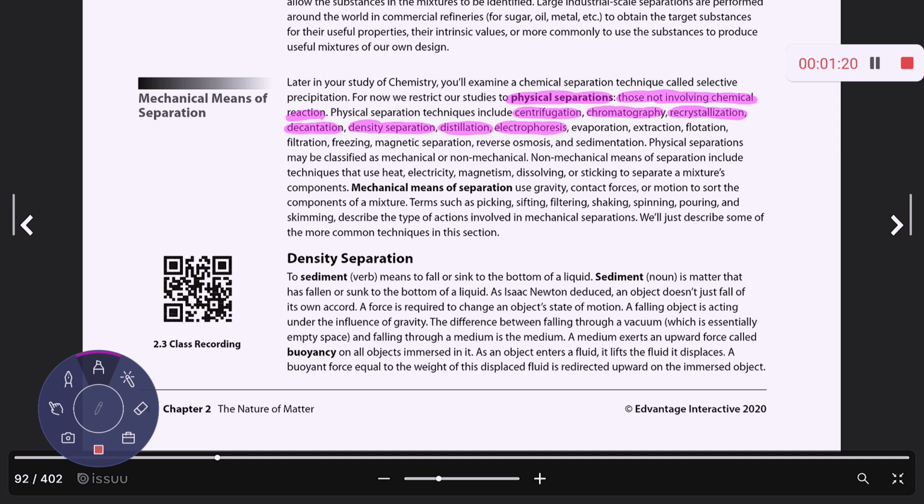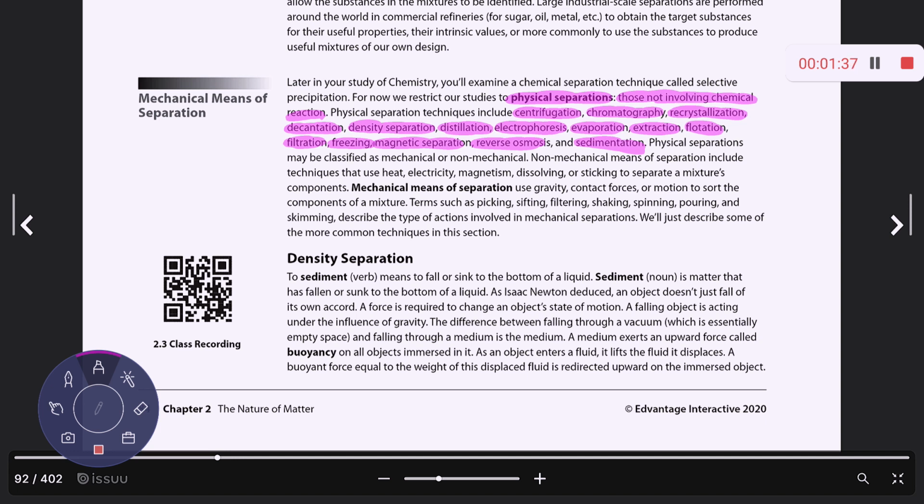Electrophoresis is something that if you're going to work in like a biochem lab or a cancer lab, you will probably use that to separate components like different proteins and stuff like that in a gel. Evaporation, extraction, and the list just goes on and on and on, okay?